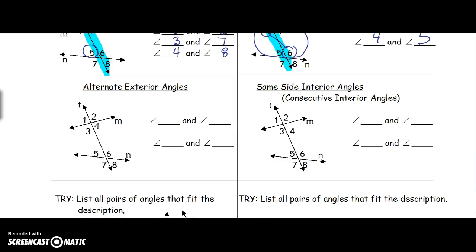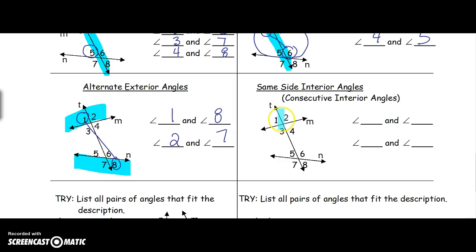Alternate exterior angles are the angles on the outside of the 2 lines that are cut by the transversal. And again, since it's alternate, you have to cross over the transversal, so 1 and 8 would be your alternate exterior angle pairs, and 2 and 7.